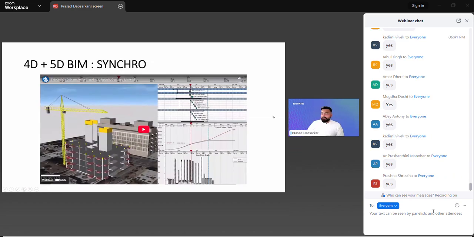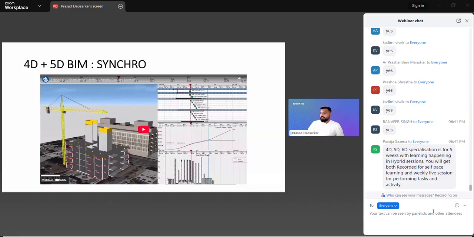Now, when we talk about why Synchro is a much more widely used platform right now, it is because of the particular things that it gives, which are much more additional than Navisworks. Navisworks is a very great platform for a lot of different things, but when we talk about 4D, there are much better platforms now available that can show you a much better visualization of the construction progress than Navisworks.